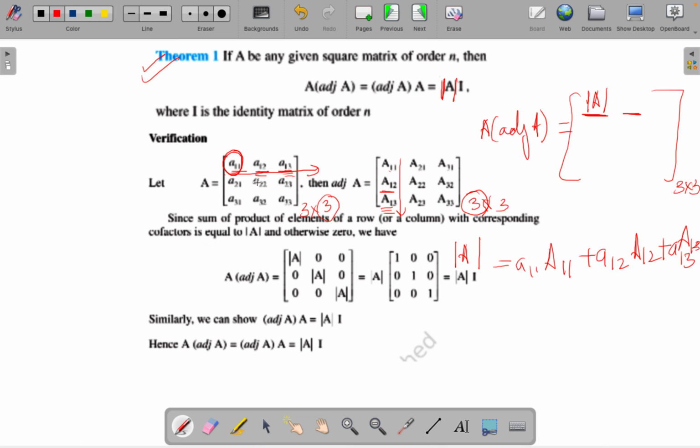For the second position, let's try. This is the first row into the second column, that is, A11 into capital A21 plus A12 into capital A22 plus A13 into capital A23. If I put A12, what does A12 mean? Check. A12 means the cofactor of the second row, first column. So what is the cofactor of the second row, first column? Forget the row, forget the column, and you write it in the form of a 2 by 2 determinant, and put a minus sign. That is, forget the row and the column, so A12 A33 minus A32 into A13.